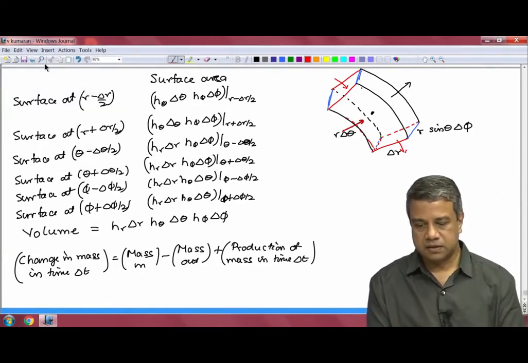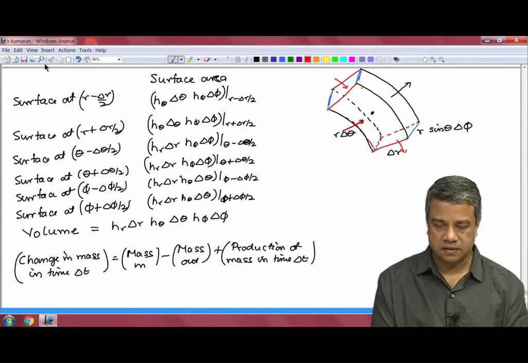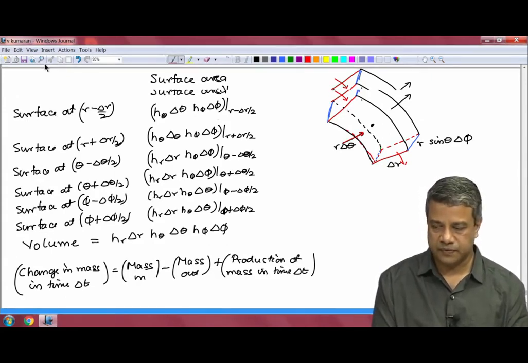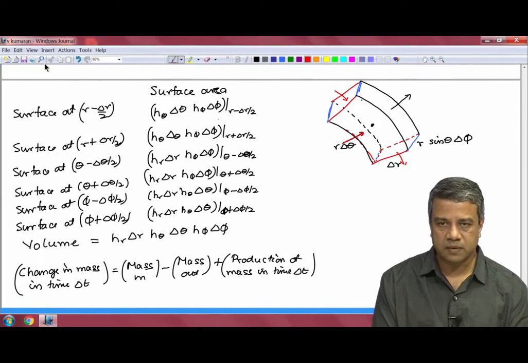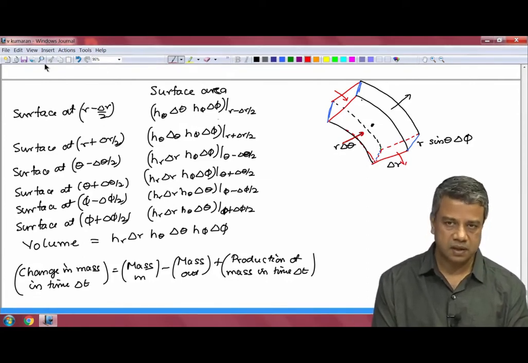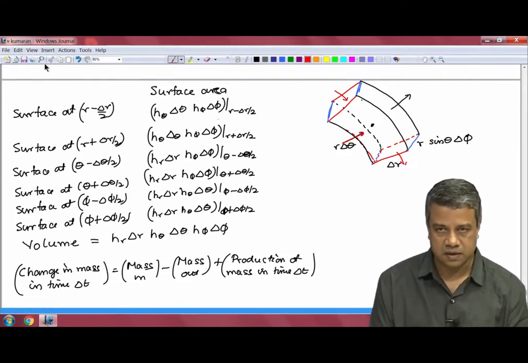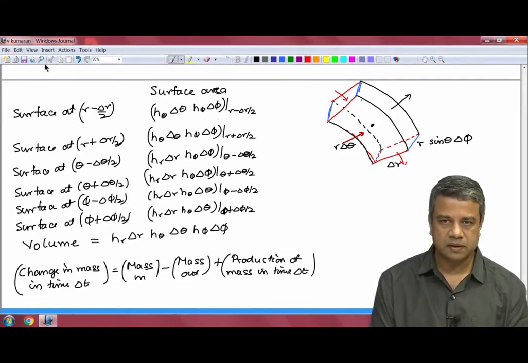So, then we had characterized the surfaces of this differential volume. The surface at r minus delta r by 2 has the two increments perpendicular to the r direction, h theta delta theta times h phi delta phi at r minus delta r by 2, and at r plus delta r by 2 it is the same, h theta delta theta h phi delta phi at r plus delta r by 2. Important point to note, h theta and h phi do depend upon r. So, they are not constants, and therefore the surface areas of the different surfaces depend upon the coordinates.